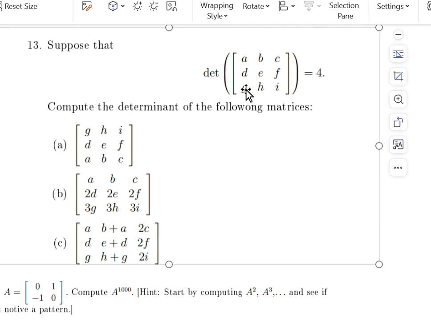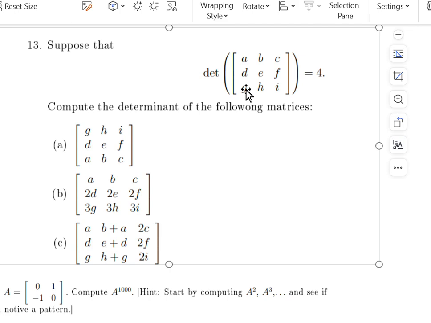Okay. The first is that the second column has been added to the first column to obtain the second column. Do you get it? And for the third column, we have to multiply all the entries.